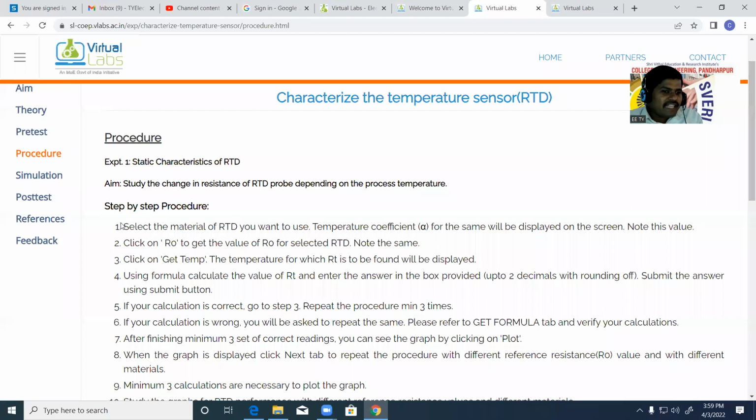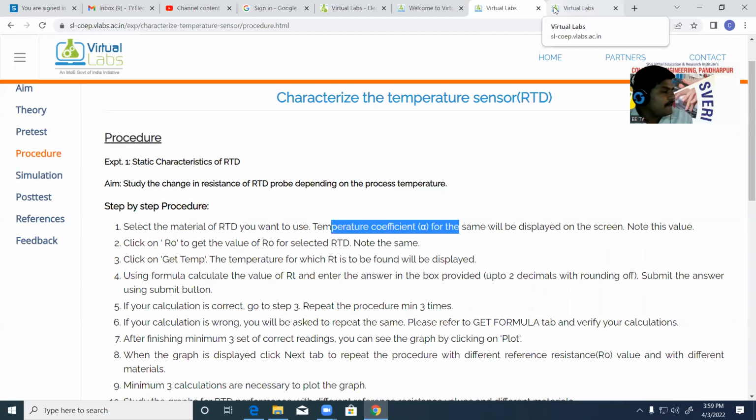Select a material of the RTD. The temperature coefficient alpha for it will be displayed on the screen, and note this value. All of you take that reading, and whatever readings come, note them and do the calculation. All of you take pen and notebook, along with a calculator, because you want to do the calculation.